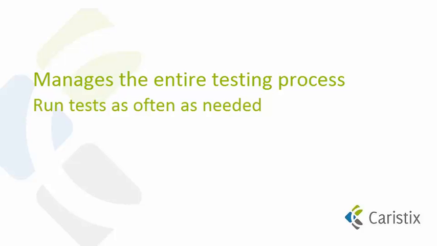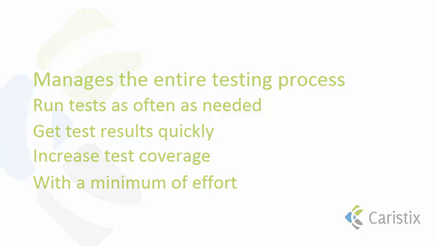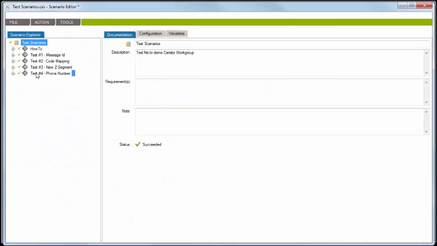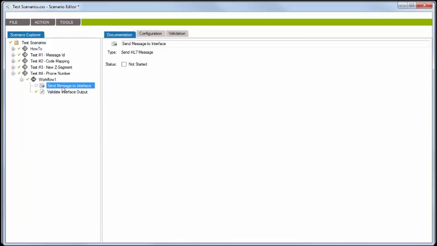Caristix Workgroup manages the entire interface testing process. Run tests as often as needed, get test results quickly, and increase test coverage with a minimum of effort. Let's open a test cases file and create a new very simple test. We'll test how to verify that the interface handles phone numbers correctly. This test will send a message to the interface engine and will validate the output message sent to a file.